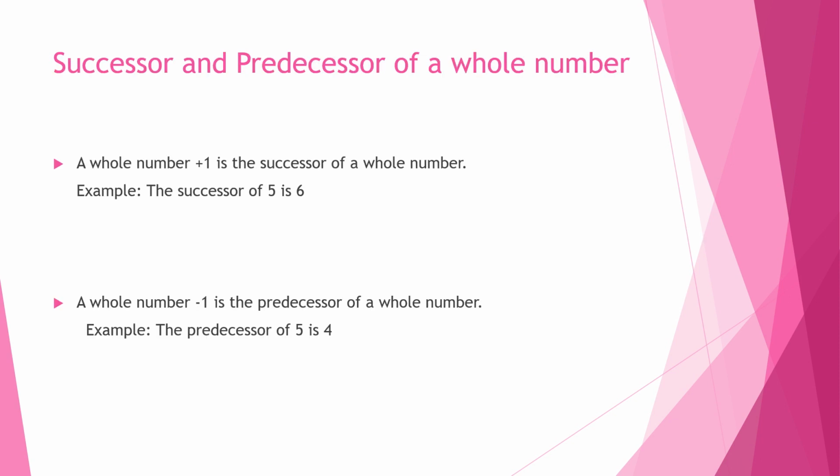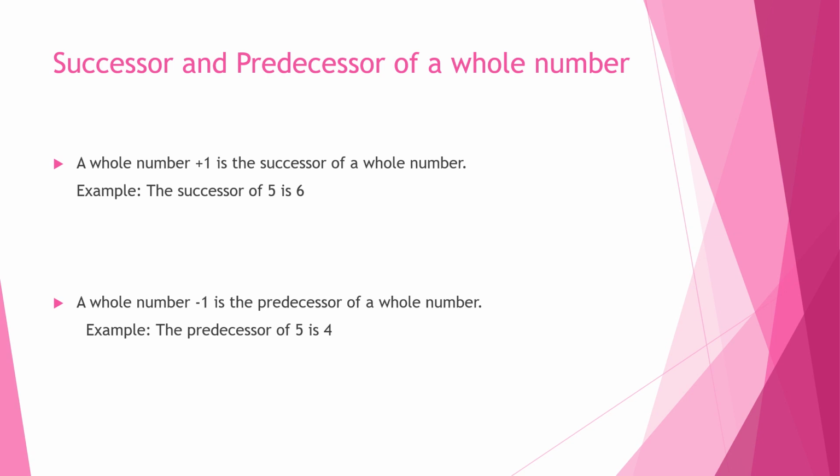Successor and predecessor of a whole number. A whole number plus 1 is the successor of a whole number. Example, the successor of 5 is 6, that is 5 plus 1. A whole number minus 1 is the predecessor of a whole number. Example, the predecessor of 5 is 4.